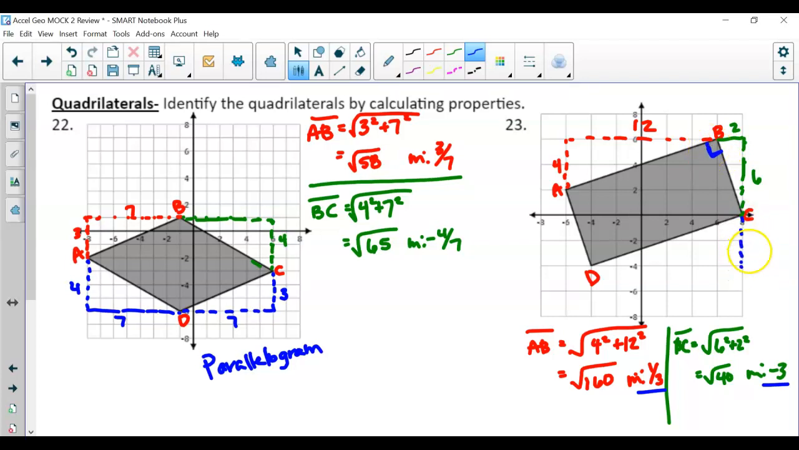And as we were to keep going, here we have 4 and counting, here we're at 12. So that means again, slope of 1/3, same as the opposite side. Same thing here, 6 and 2. So notice how, because of the 90-degree angle with those opposite sides parallel, we have a rectangle.